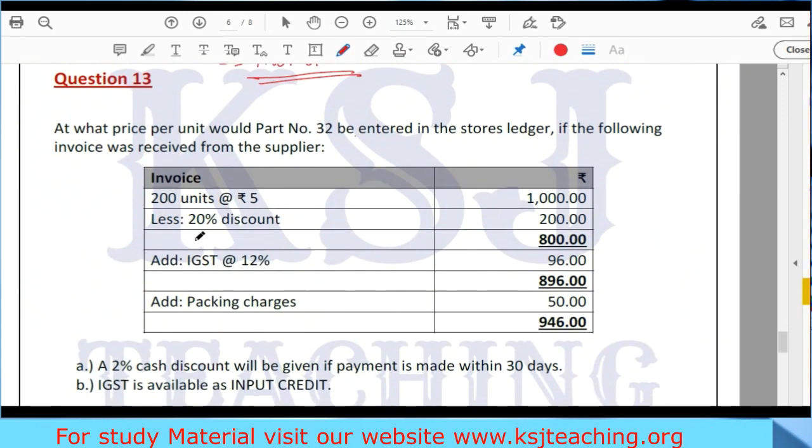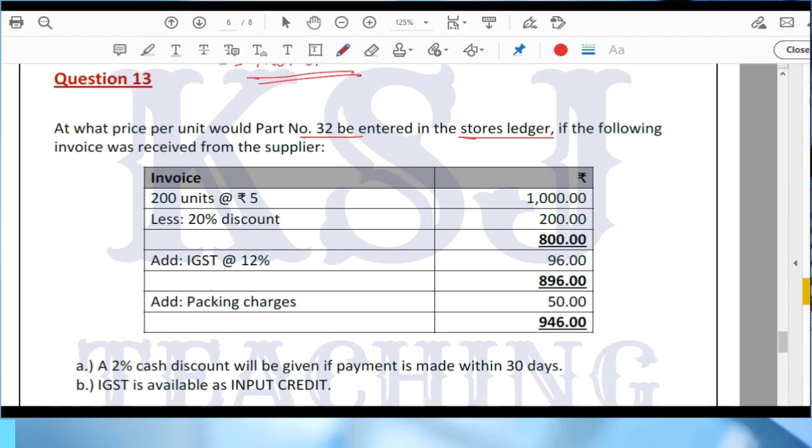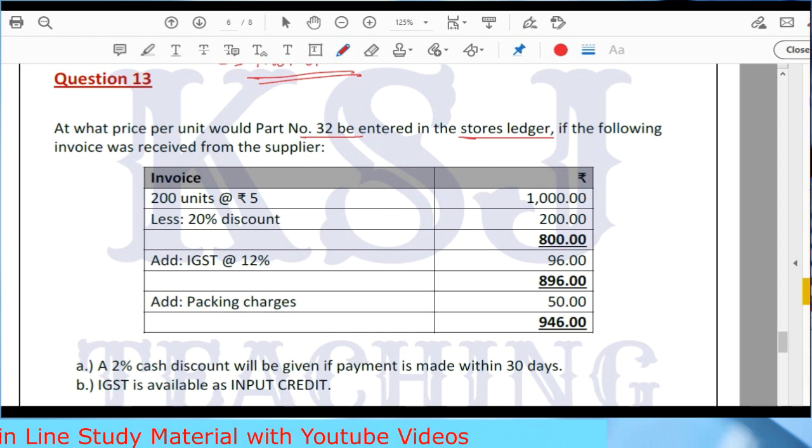At what price per unit would part number 32 be entered in the store's ledger if the following invoice was received from the seller? 200 units at the rate of rupees 5, 1000 less 20% trade discount 200, net price 800, add IGST 12% 96, add packing charges of 50 rupees.